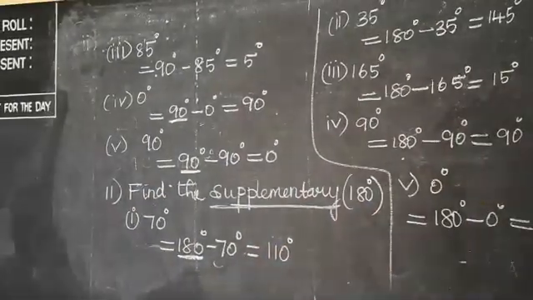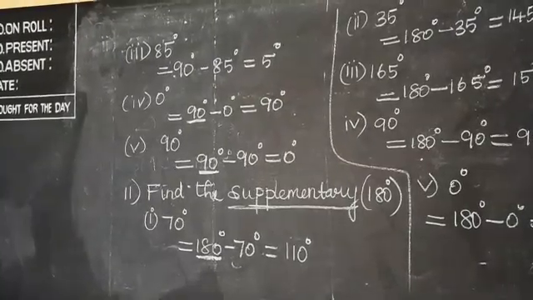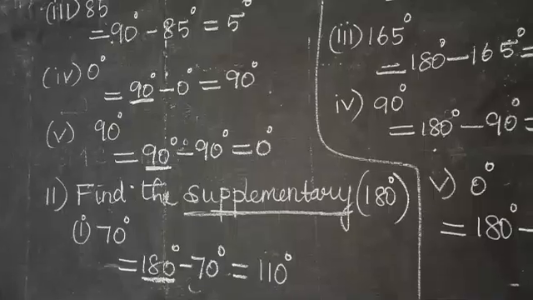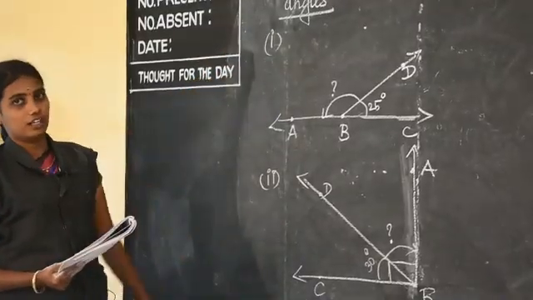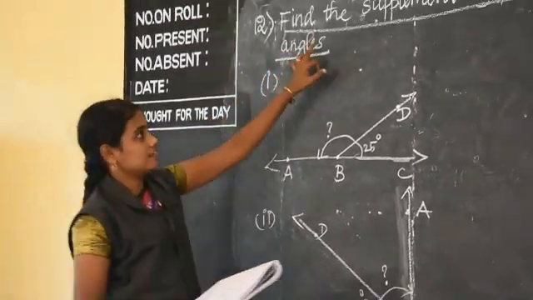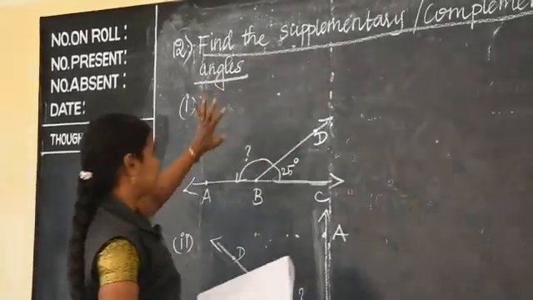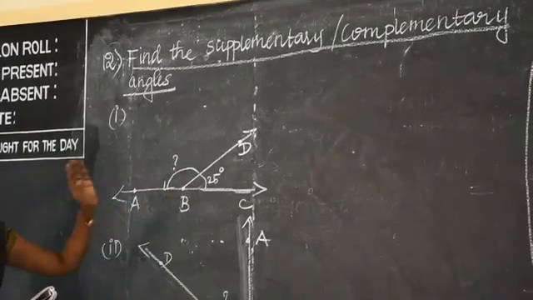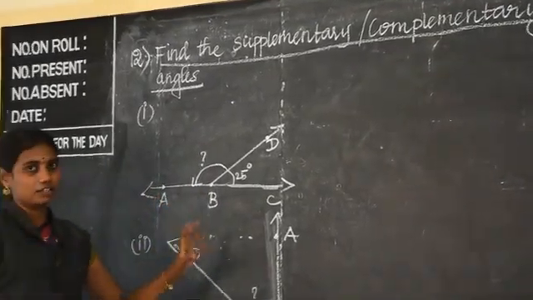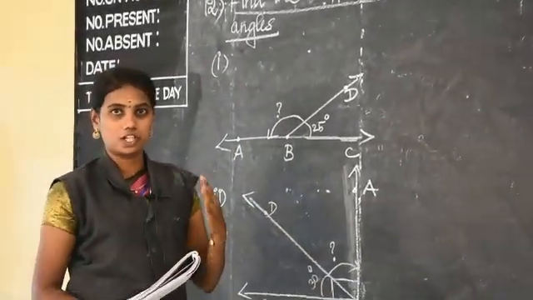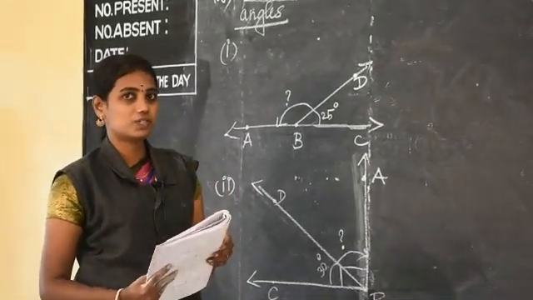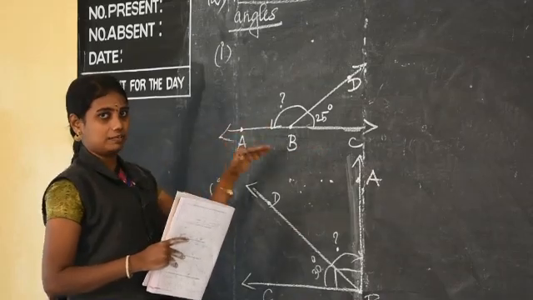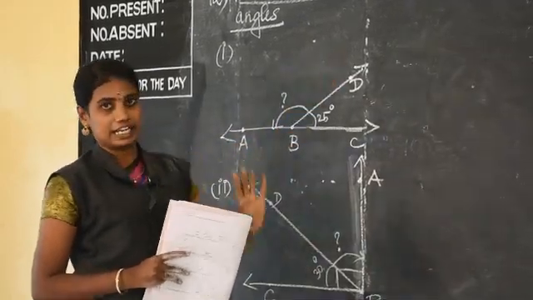Question number 12. Now we are going to see, find the supplementary and complementary angles. We are going to observe the diagram and find out whether it is supplementary or complementary. Supplementary means what is the angle? 180 degrees, so a straight angle will be there. Complementary means 90 degrees.